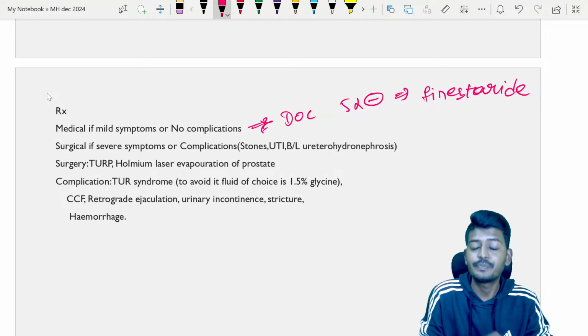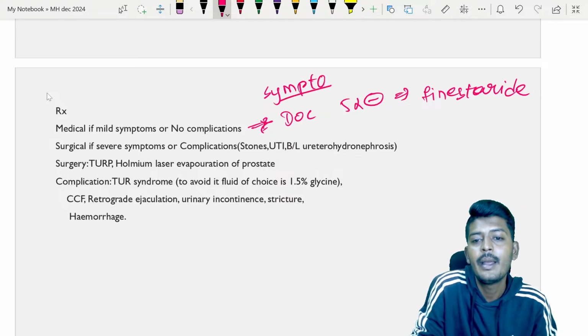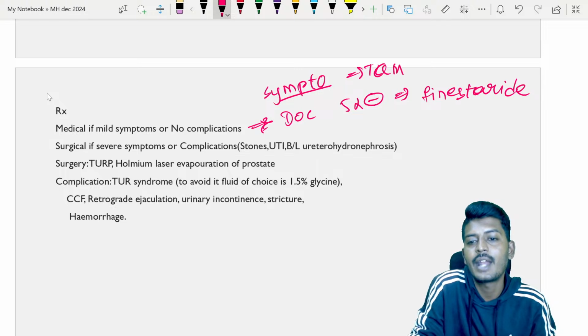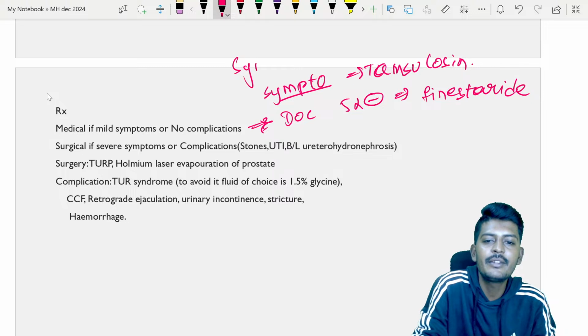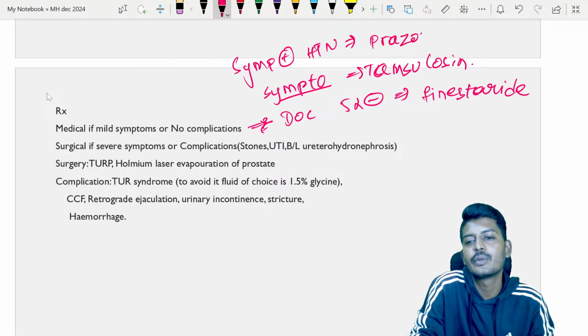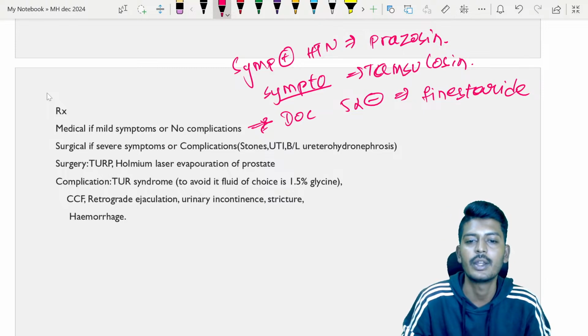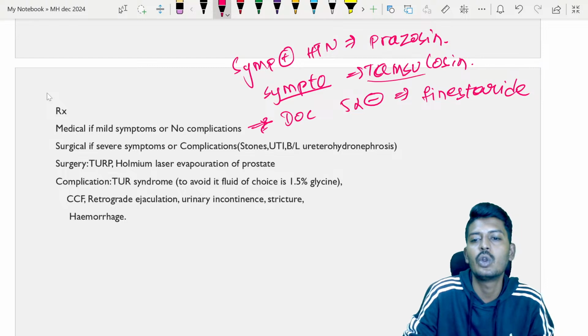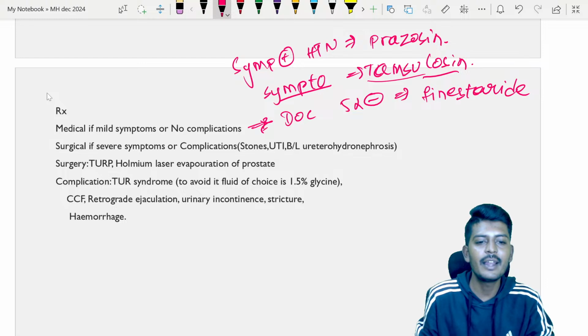If there is symptomatic treatment, my dear students, you are going to use the drug of choice, tamsulosin. If symptoms of BPH plus hypertension are there, then you can go for prazosin. If prazosin is not an option, you can go for doxazosin. If doxazosin is not an option, alfuzosin. So symptomatic treatment is tamsulosin. If symptoms are severe, then we can go for holmium laser enucleation of the prostate or TURP.